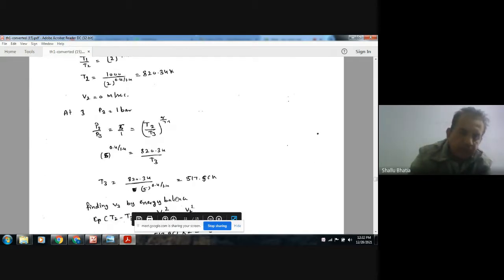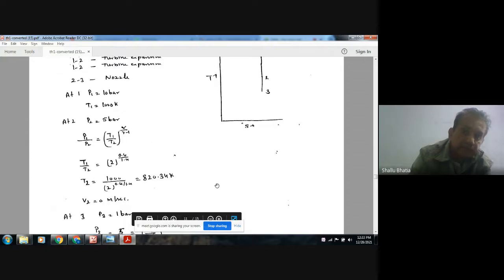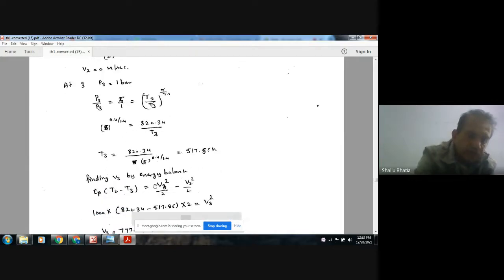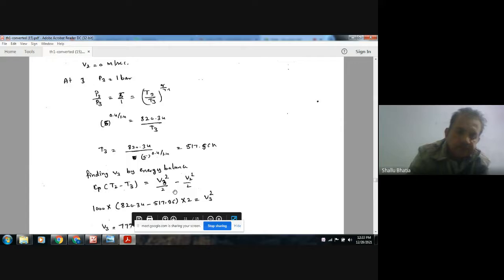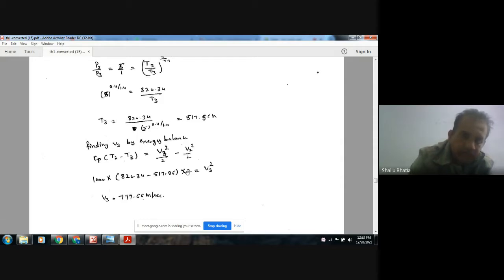So we will have T3 as 517.96 Kelvin. Now using energy equation at 2 and 3: CpT2 plus V2 square by 2 is equal to CpT3 plus V3 square by 2. Now equating this, Cp is 1000, T2 is 820 and T3 is 517, and this 2 comes here. We will find V3, and V2 is 0.